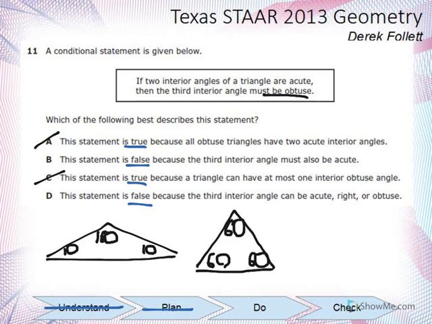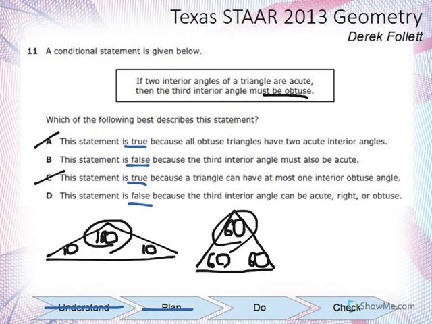So let's look at these choices. B says the statement is false because the third interior angle must also be acute. Well, here's an example where it's not acute. It doesn't have to be acute. It could be obtuse. It could be acute like this one.